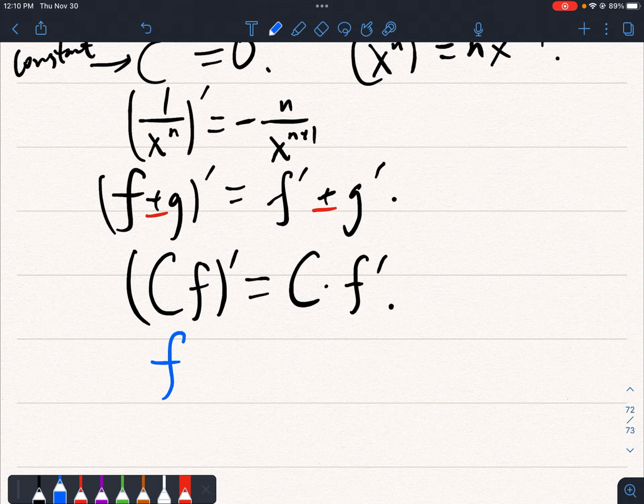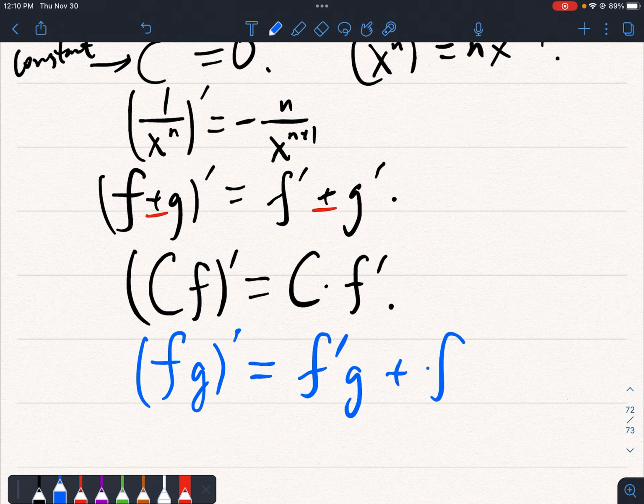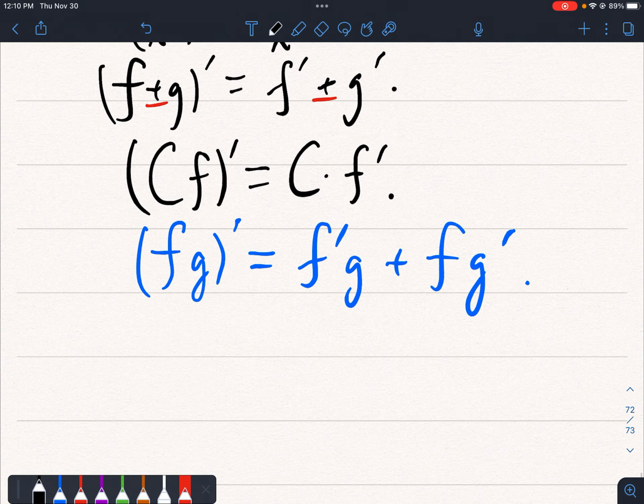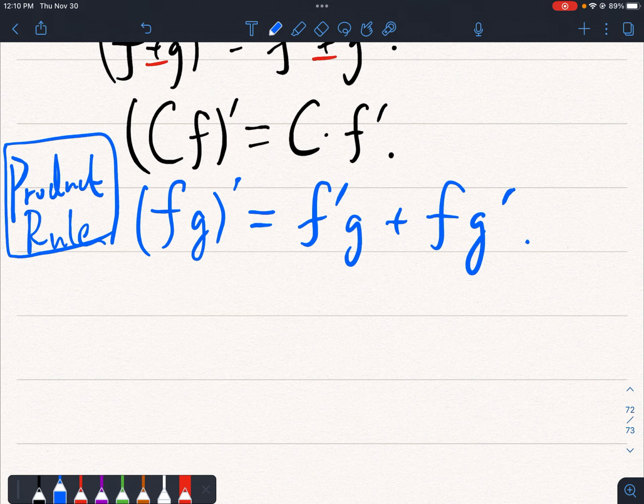Okay? But if you want to multiply two different functions, then it will not be that simple. Okay? So if you take the derivative of f times g, it will exist, but it is not equal to f prime times g prime. Okay? It's a big mistake. You can only say that this is equal to f prime g plus f times g prime. Okay? So you can actually prove it, but I don't have time for today. So this is called the product rule. And you have to memorize it.